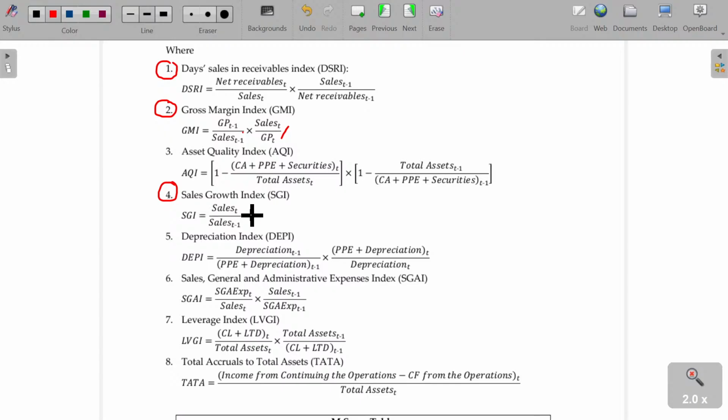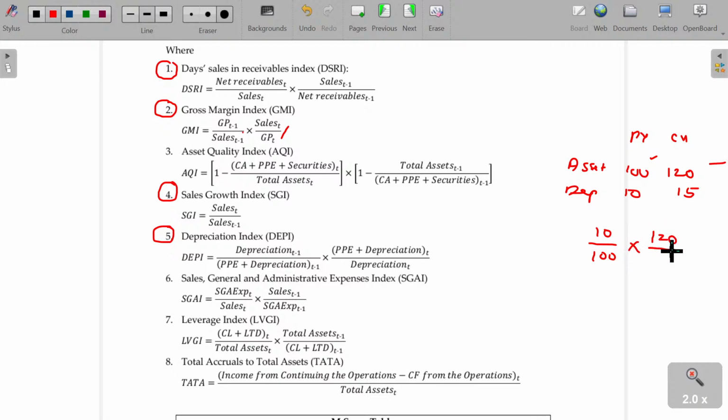Sales growth index is sales of the current year divided by sales of the previous year. Depreciation index: asset value being 100, depreciation being 10, assumed to be the previous year. Current year, asset value being 120, depreciation being 15. How can you calculate? Depreciation of the previous year 10 divided by the overall asset value of the previous year, into current year asset value divided by depreciation value. That's how we will get this answer.